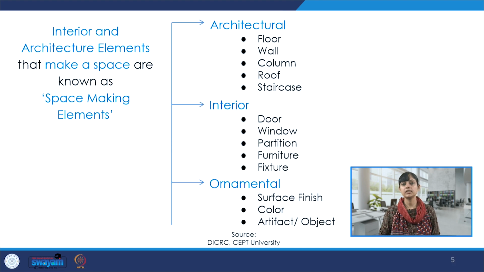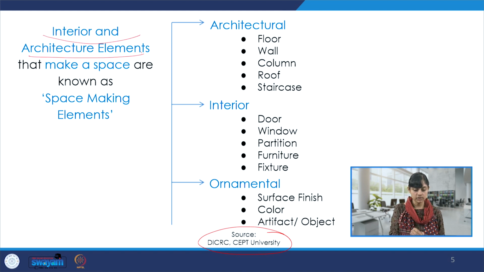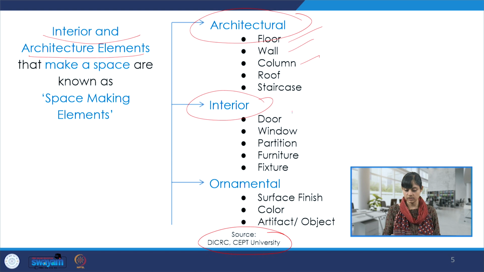So what are space making elements? This is one classification by CEPT University, and interior and architecture elements that make a space and constitute a space, they are essentially known as SMEs or space making elements. They could be architectural, such as a floor, wall, column, roof, staircase. Interior elements like door, window, partition, furniture, or a fixture. They could also be ornamental, which is like a surface finish, color, or an artifact or an object.